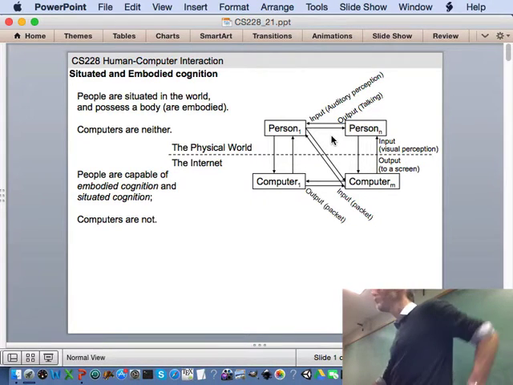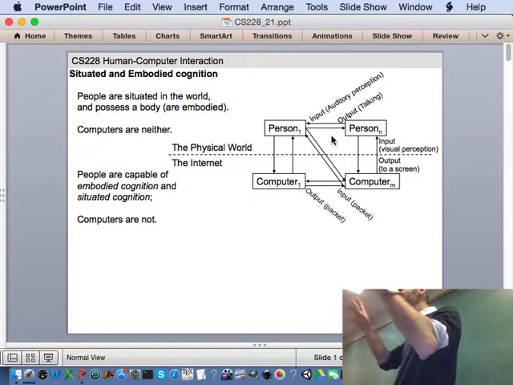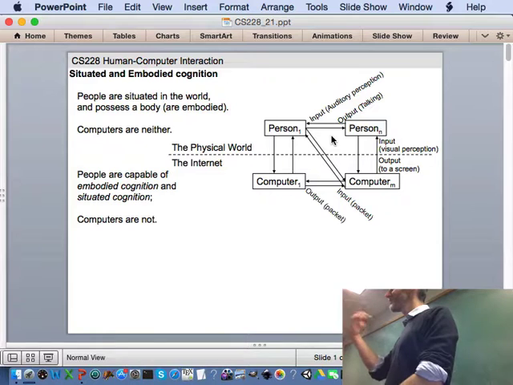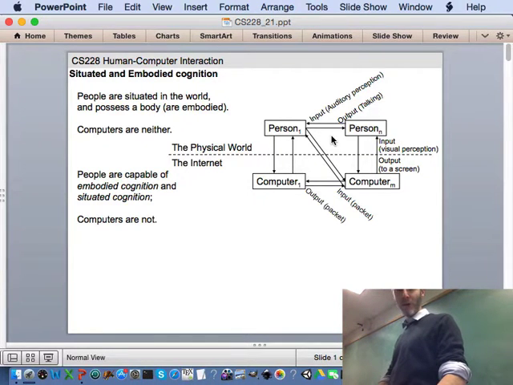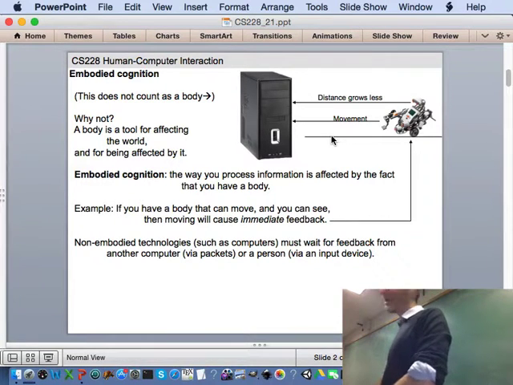We obviously use technologies to communicate with others and slow things down through the internet. But in a physical setting, there are particular aspects of this feedback loop that we can't avoid. Okay, let's start with the easier one here, which is embodied cognition.